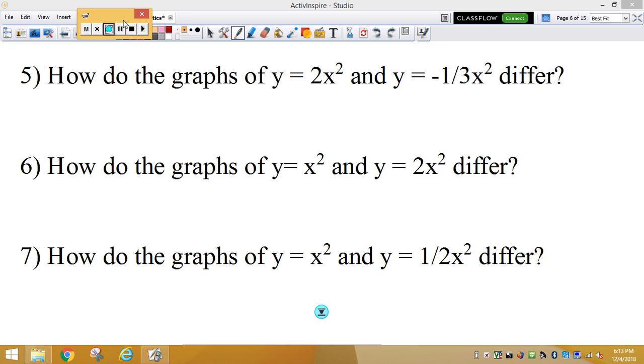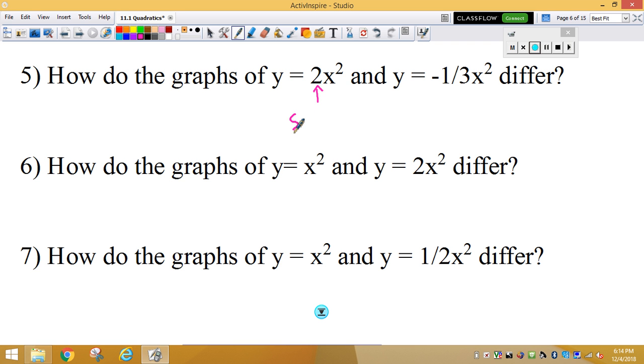Okay, so let's go through these real quick. How are these different? Well, 2 is bigger than 1/3, so that means this one's going to be skinnier. You could also put that the second one is wider. It doesn't matter which one you put. Also, what's different is that this one is going to be concave down, and the first one is not. This is a 1, so they're both concave up. That's not different. The only difference is that this one, 2 is bigger than 1, so that means this one is going to be skinnier.